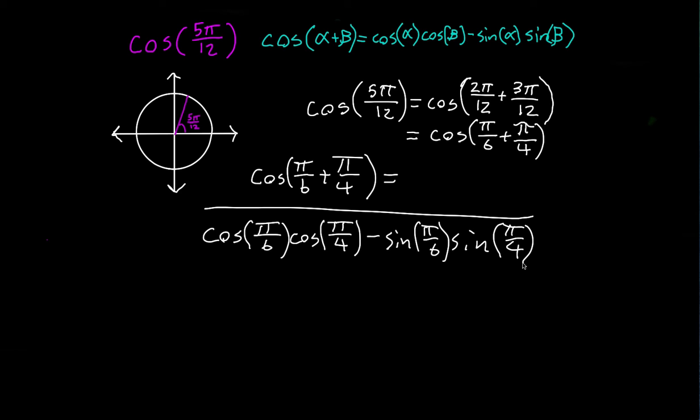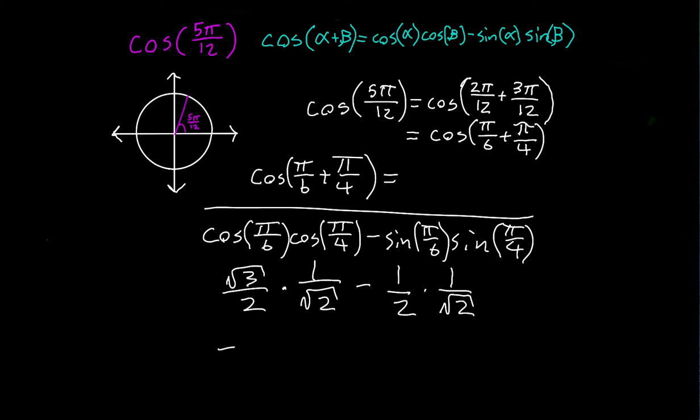So let's replace these values with what we know they are. What's the cosine of pi over 6? It should be square root of 3 divided by 2, times cosine of pi over 4. That's 45 degrees, right? So 1 divided by the square root of 2. These should just be known. Minus sine of pi over 6, that's 1/2, times the sine of pi over 4, 45 degrees. That's still going to be 1 over the square root of 2. Or you can write square root of 2 over 2, whatever. But I just do 1 over square root of 2.